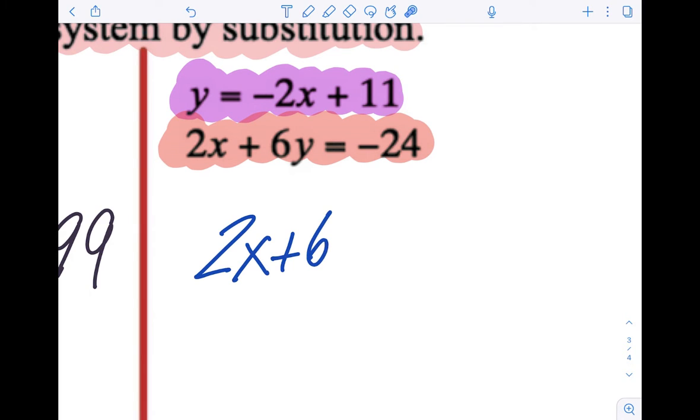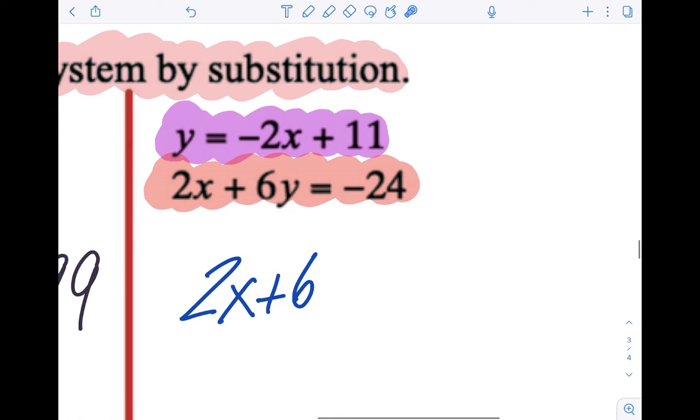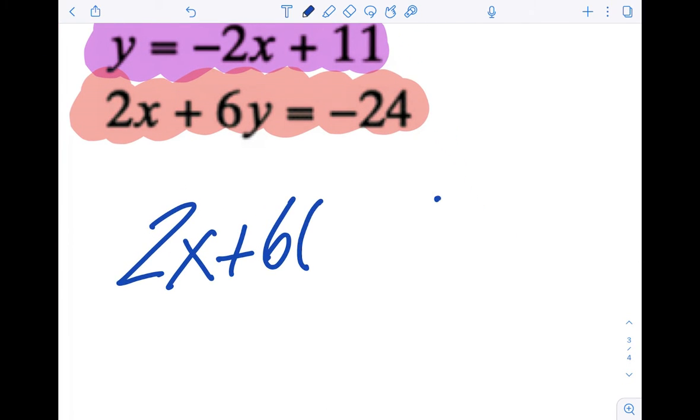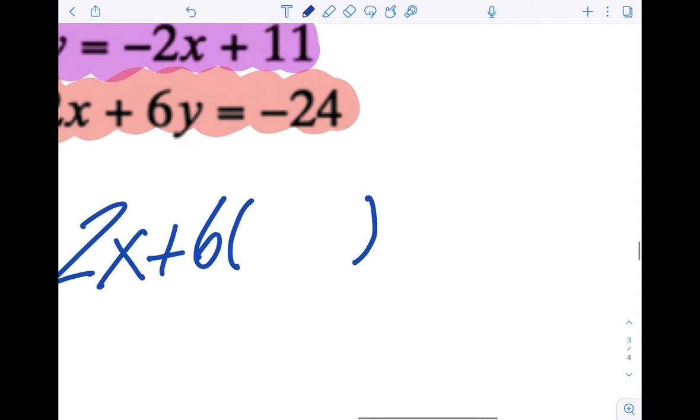Now, you see this y here, kiddos? I already know what y is. You're thinking, wait a minute, mister, you don't have y equals like you did here. Guys, I do have y equals. Only that it's this whole thing. So this whole thing is going to go in for y. So I'm going to leave a wide parenthesis so I can fit all that in, right?